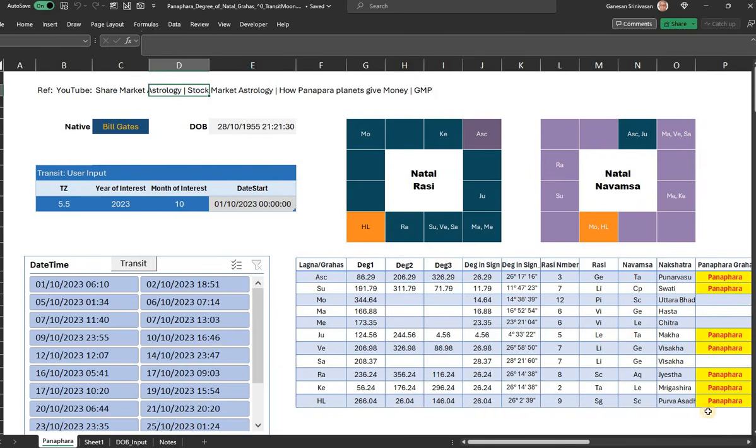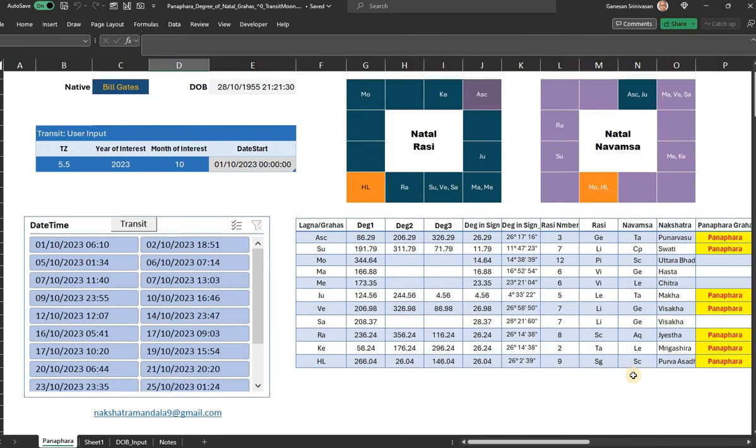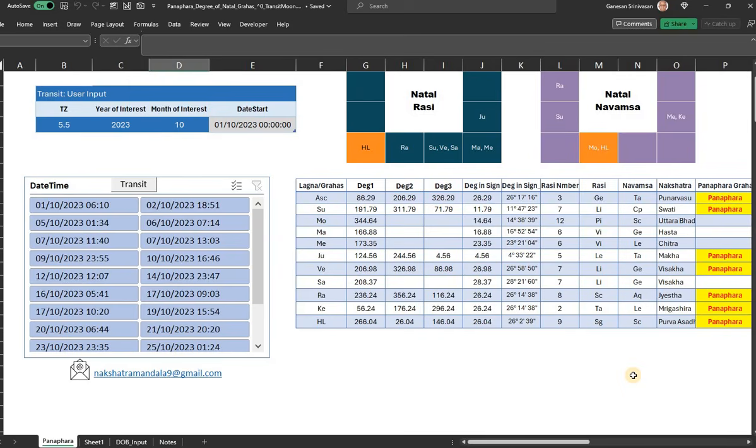Some people are lucky to have more Panaphara degrees, some may not. So this is your fate, and the free will that you can exercise is to use this Panaphara degree during the transiting Moon. This is, in essence, the crux of the matter.